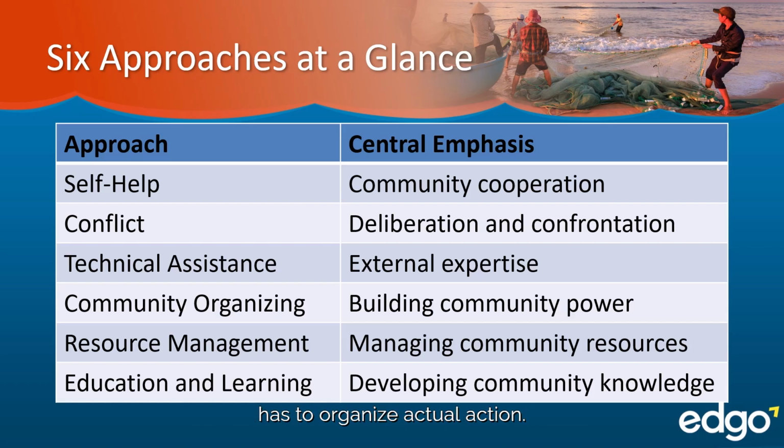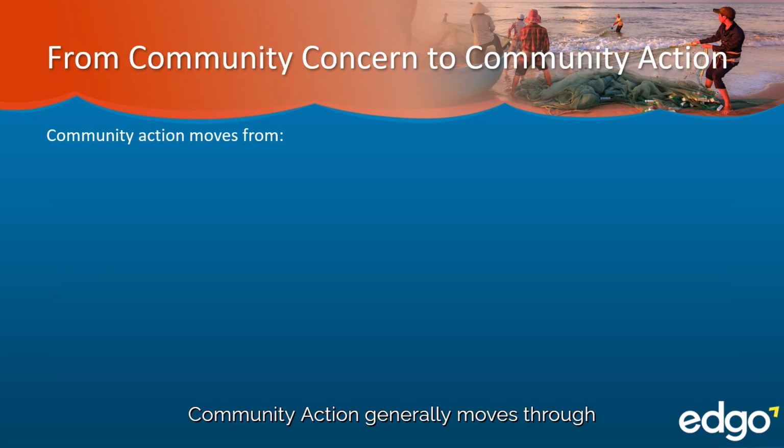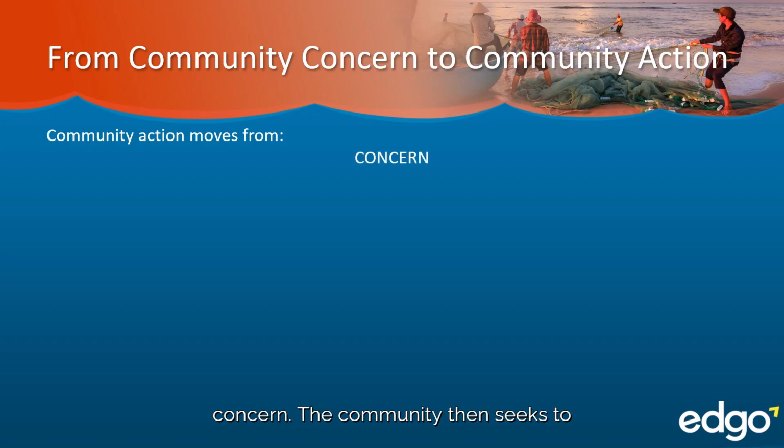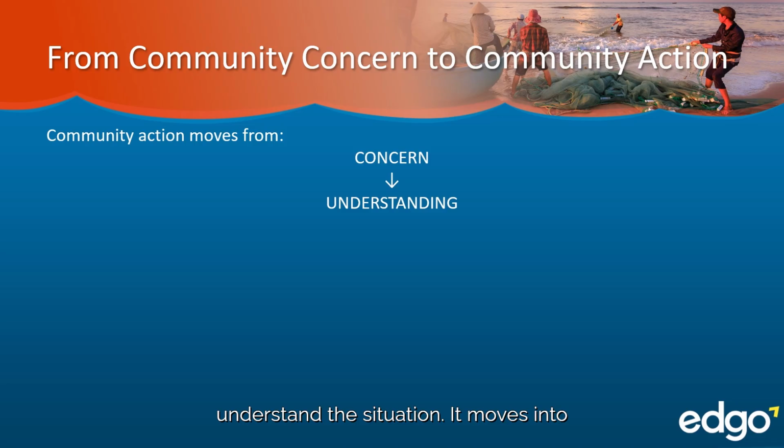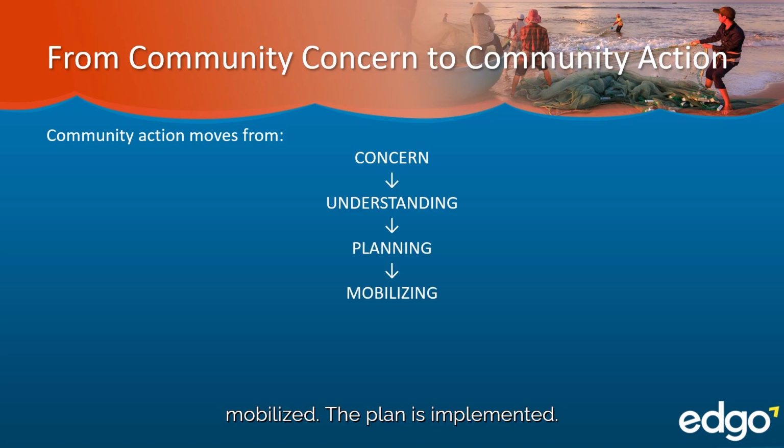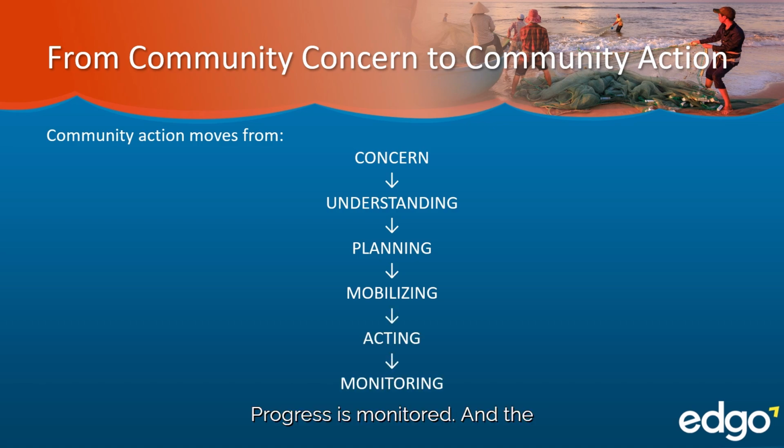Eventually, the community has to organize actual action. Community action generally moves through a process. It begins with a concern. The community then seeks to understand the situation. It moves into planning. Resources and people are mobilized. The plan is implemented. Progress is monitored. And the results are evaluated. The important point is that community development is a process, not a single activity.